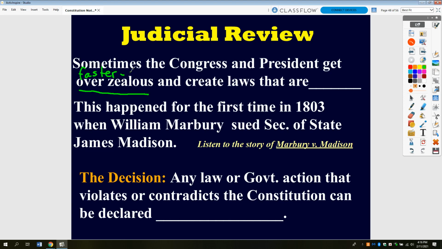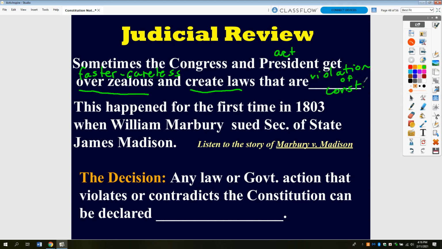And sometimes when you're doing things fast, you get careless. And so what they end up doing is they create laws or they do something. They act in some way. That's what the president would do. He doesn't make laws. He would act in some way. And what they're doing is a violation of the Constitution.